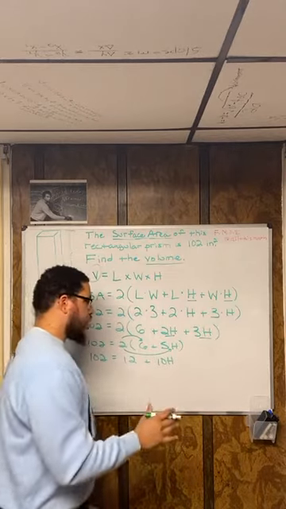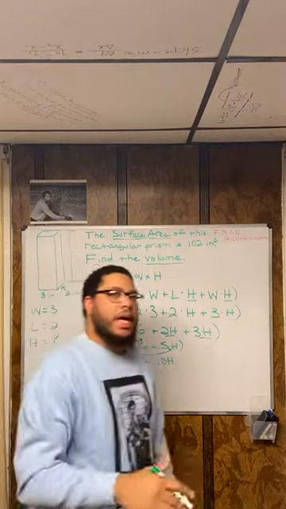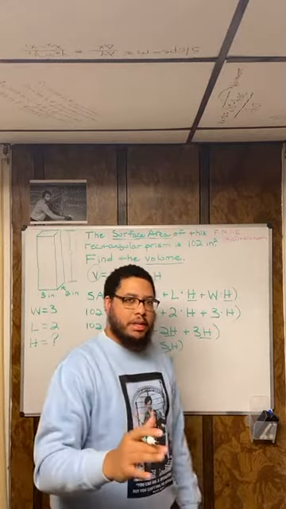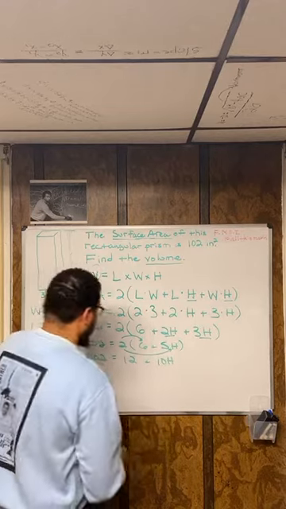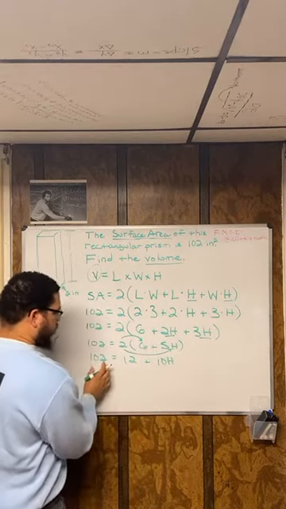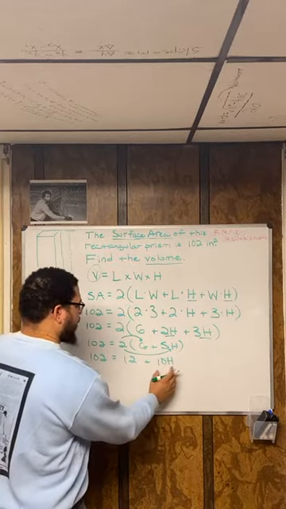With unlike terms, I should say, you can multiply and divide them, but you can't add and subtract them. Remember that. So that's why I was able to do 2 times 5h, which gives us 10h. Now, this is my equation now. 102. See, it's getting smaller and smaller. It's shrinking. 102 equals 12 plus 10h.